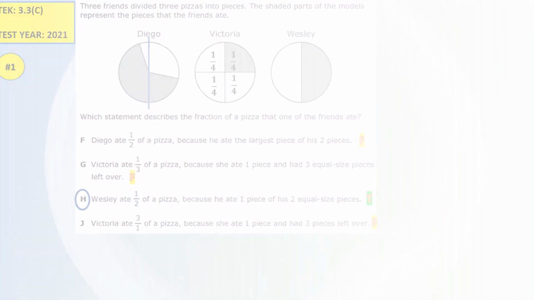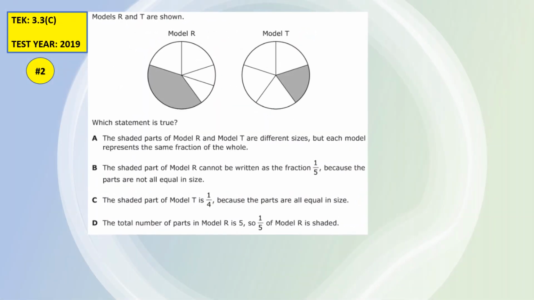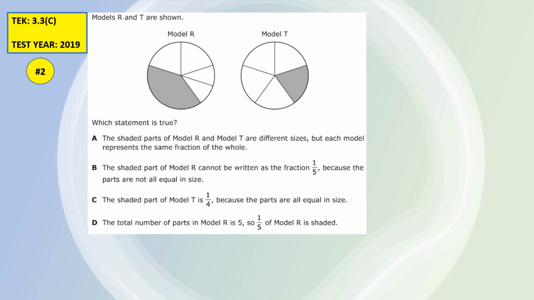Here we are at number 2. Number 2 says models R and T are shown. So we have model R on the left and model T on the right. Which statement is true? So you're looking for one true statement. That's going to be your answer, which means 3 of these answers are false.